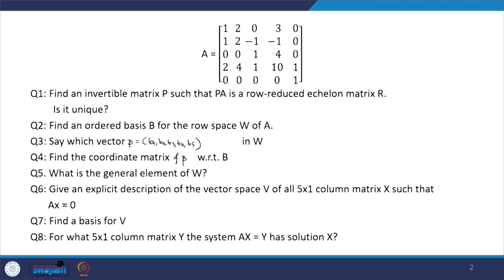Then 4 more questions: what is the general element of W, what will be the structure of the solution capital X of the system Ax equal to 0, what will be the basis for the solution space of the system Ax equal to 0, and for what set of 5 cross 1 column matrices y will the system Ax equal to y have a solution capital X. Now, to answer these questions, I will consider the augmented system and do the elementary row operations for the matrix A.